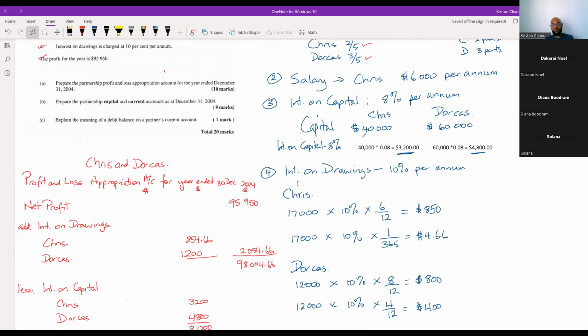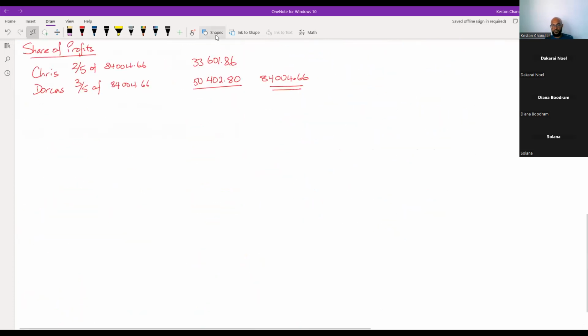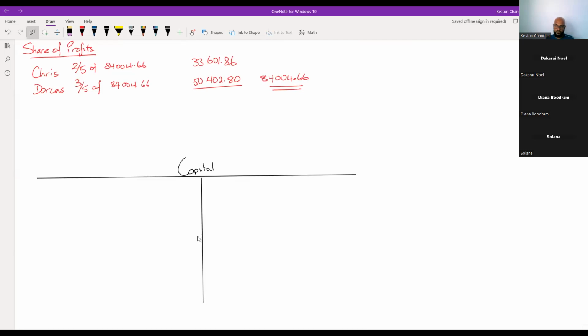Now, the second part, prepare the partnership capital and current accounts. So that's not too difficult for us to do. Let's look at that. You want a fixed capital account when you're doing a question like that. Usually they will provide you with some templates to work with, right? You just do one capital account here, and you put a column for Chris and a column for Dorcas.